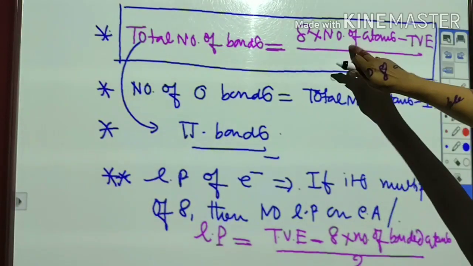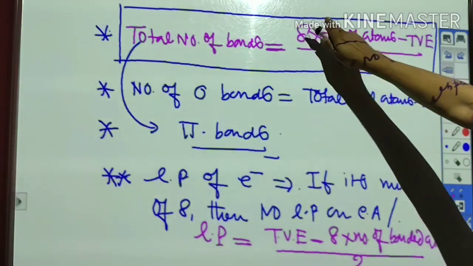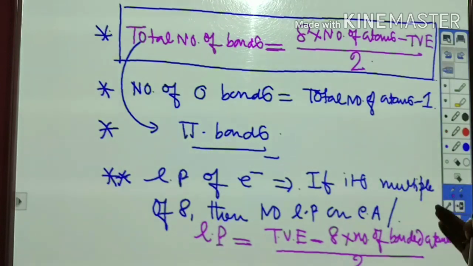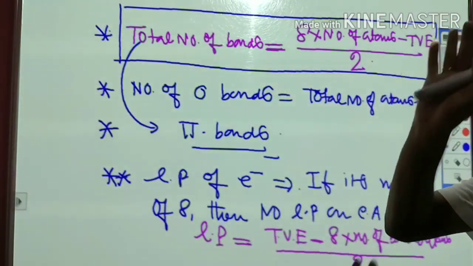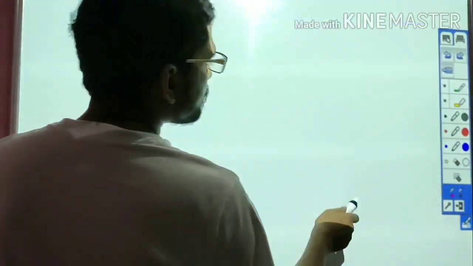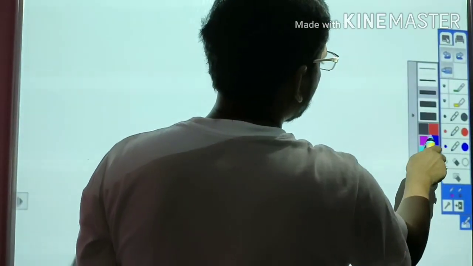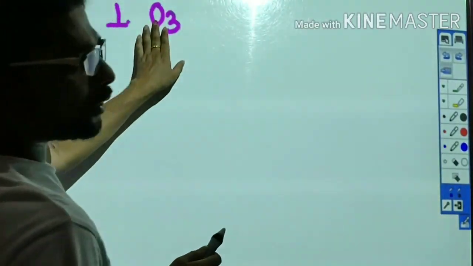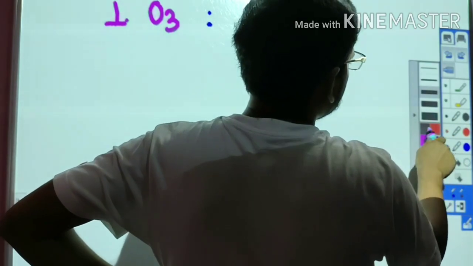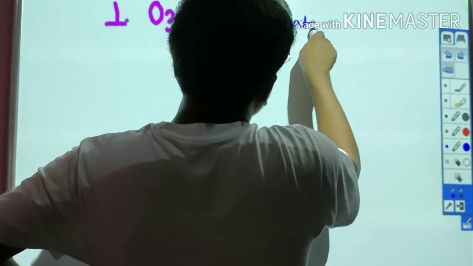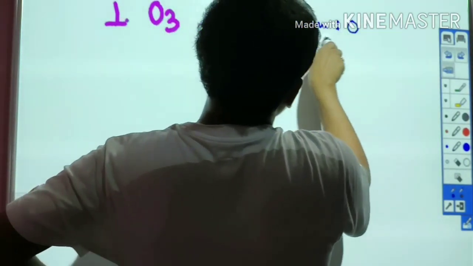Don't get confused between this one and this one. This is 8 into total number of atoms, and this is 8 multiplied by number of bonded atoms. Okay, these are the rules. Based on these rules, we will draw the Lewis structure of each. Let me first draw the Lewis dot structure of O3. Start with O3. So what will we do? There are 3 oxygen atoms, so the central atom is oxygen. Done.